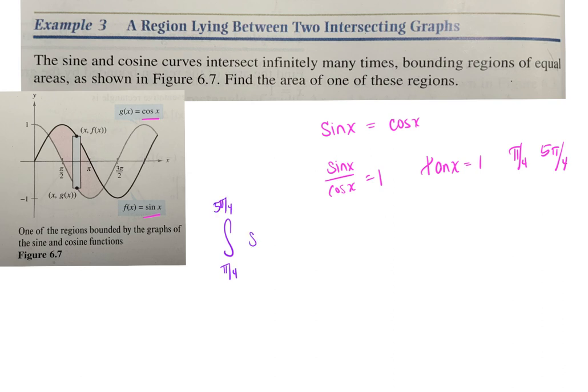And I'm going to say sine. Sine is my higher graph here, by the way, minus cosine. The antiderivative of sine and cosine is rather simple. The antiderivative of sine is negative cosine. The antiderivative of cosine is sine.